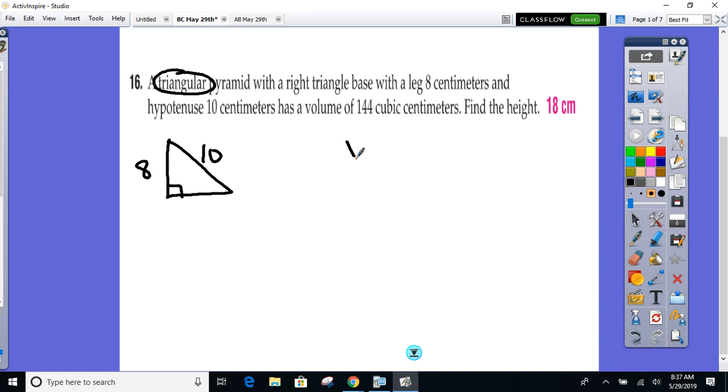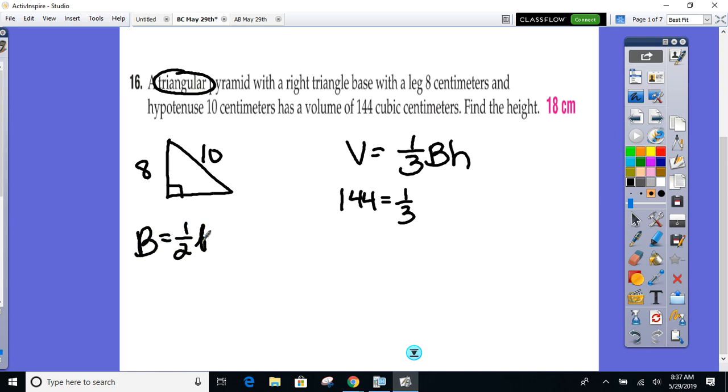Find the height. All right, so you go back to your reference sheet. Pyramid, 1/3 big B times H. We're solving for H. Volume was 144. I plug that in. We can find big B. Let's go over here now. There's the base. It'll be 1/2 base times height. I already know 8. How can I find the other leg, which will be my base or my height again?